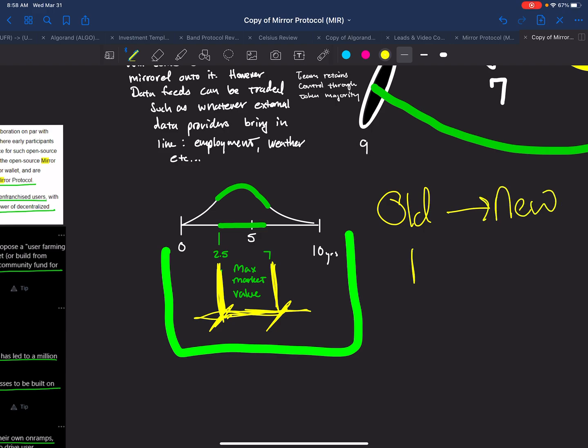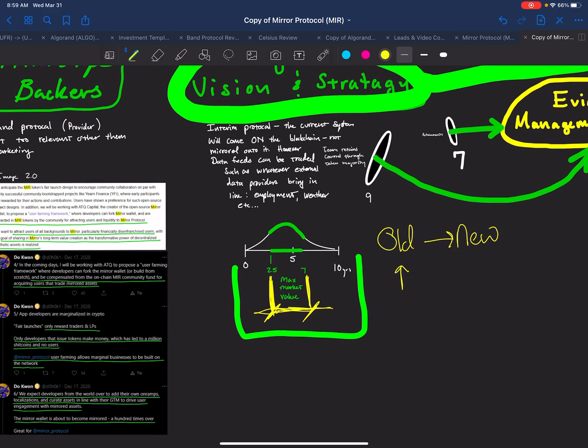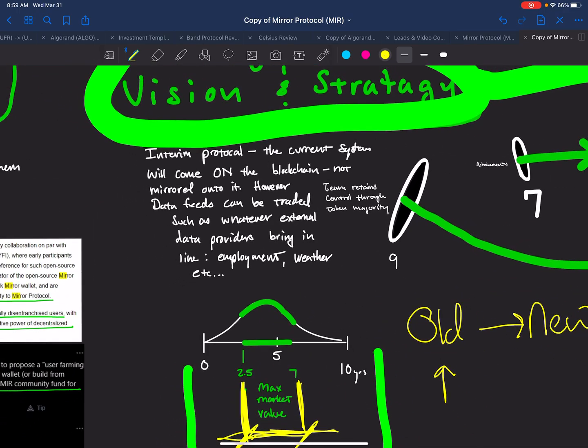Okay, and so it's mirroring the old world, but as the old world moves into the new, it'll have less and less to mirror, right? But it'll still be able to trade things like employment, weather, etc. It's an interim protocol, in my opinion. The current system will come on the blockchain, not be mirrored onto it.